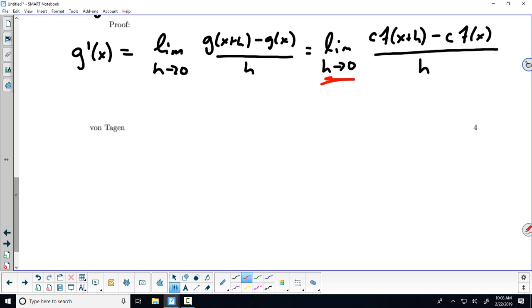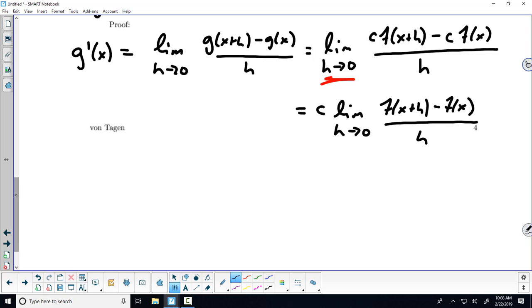What did we say about constants in regards to limits? Constants factor out of limits. So I can write this as c times the limit as h approaches 0 of f of x plus h minus f of x all over h, which gives us c times. All right, folks, I don't have you do a lot of proofs in this class, but I do need you to get comfortable with this more complicated calculus notation.